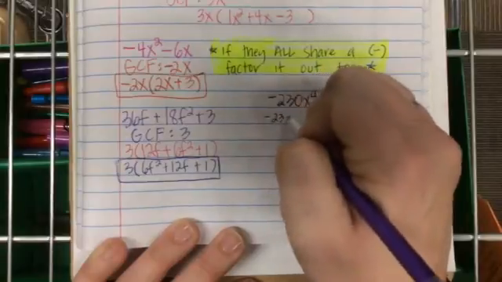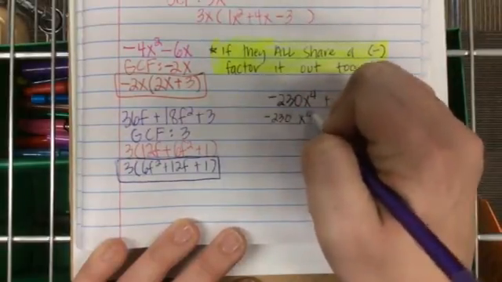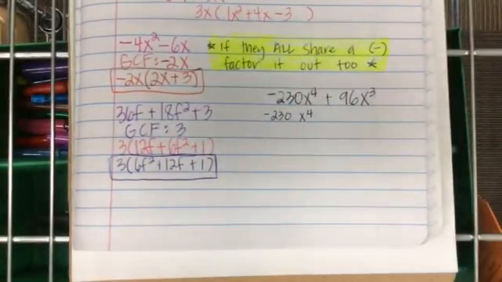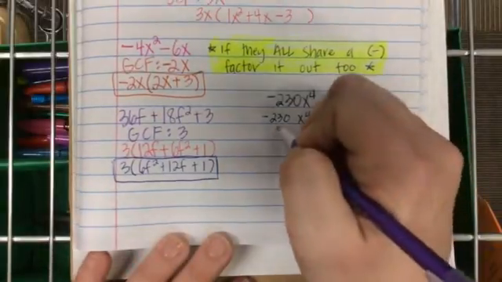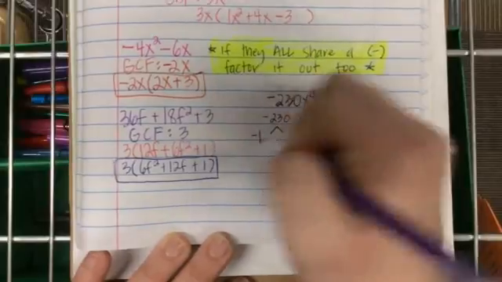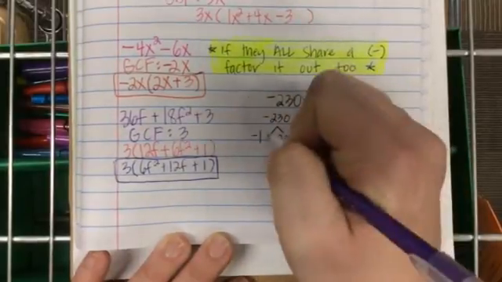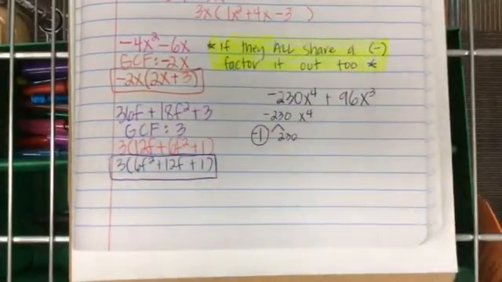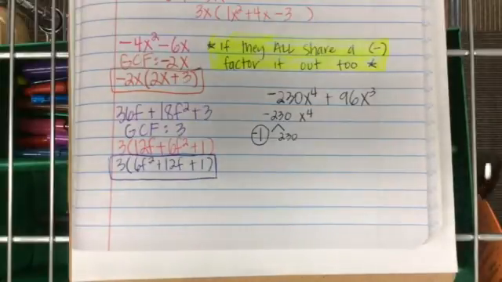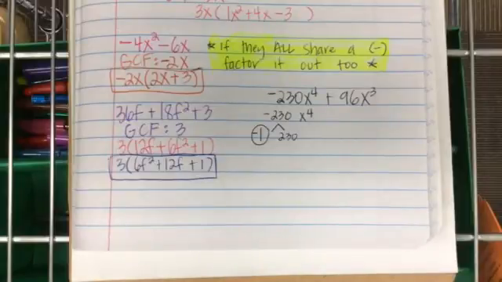So negative 230 x to the 4th. When there's a negative, take that negative out first and circle it. Take out the negative 1. So now I'm just working with 230. I've removed the negative, so now I have 230.